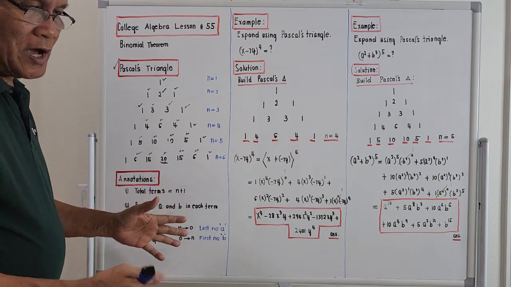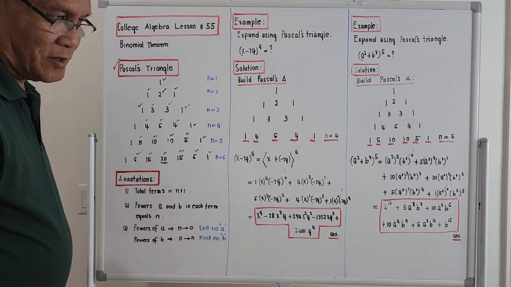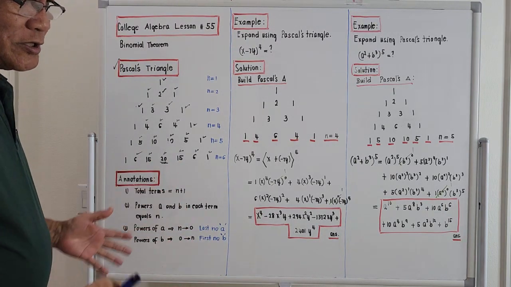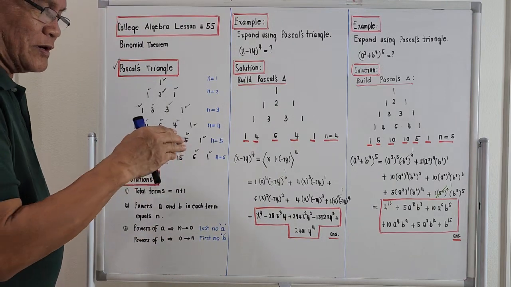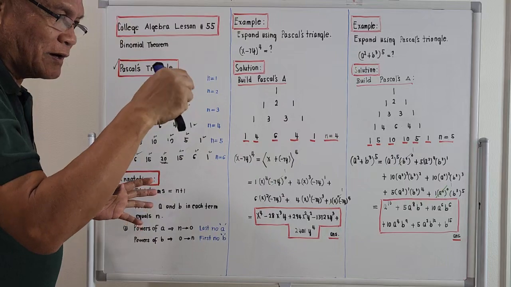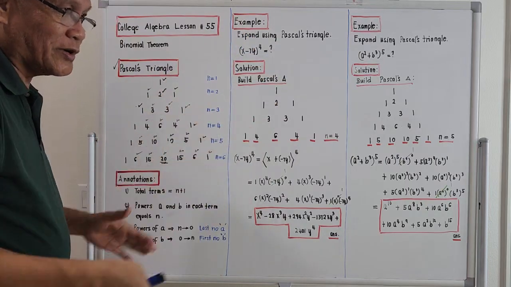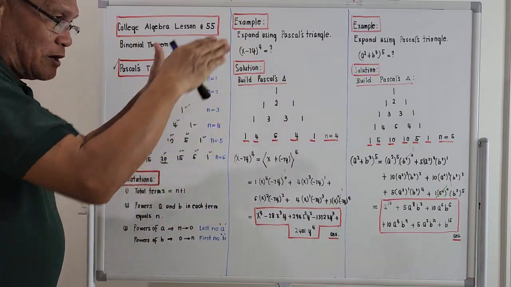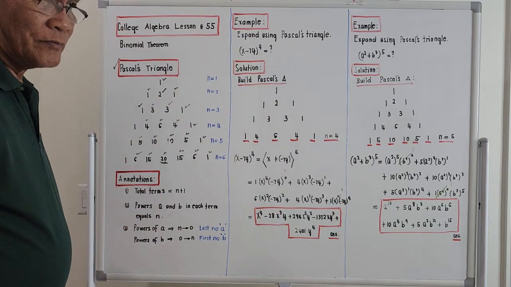That's the way how to build a Pascal's triangle. So even though you are expanding a binomial expression to the power 100, we could do it, but you must first build your Pascal's triangle.